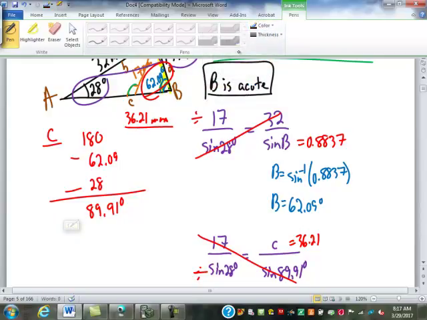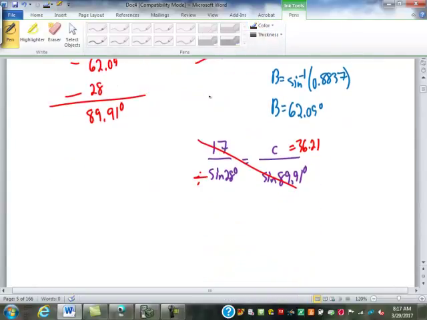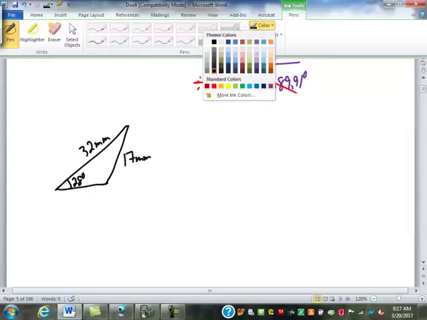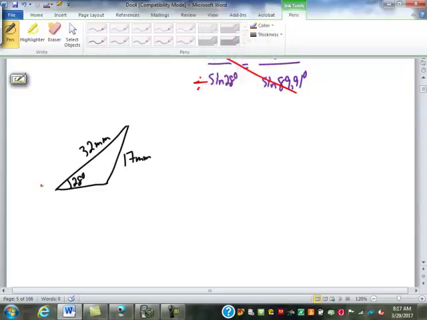How would we handle it if that angle were obtuse? So if the triangle were drawn like this, and this is 28 degrees, this is 17 millimeters, this is 32 millimeters. Once again, ABC. Well, it's still going to be 17 over the sine of 28, and 32 over the sine of B. That part hasn't changed.